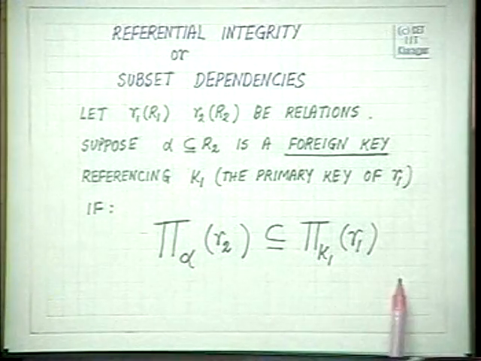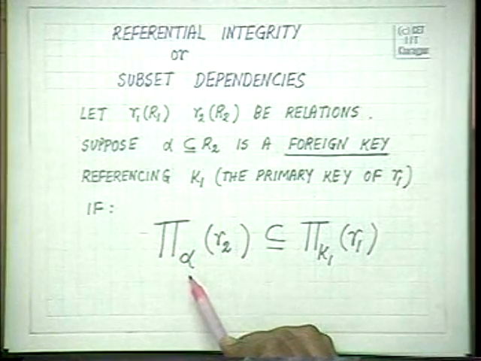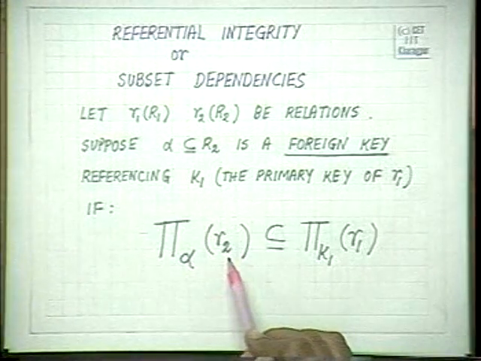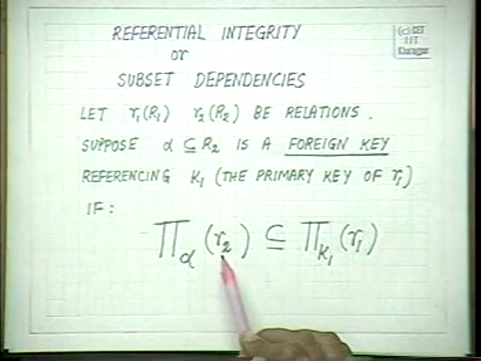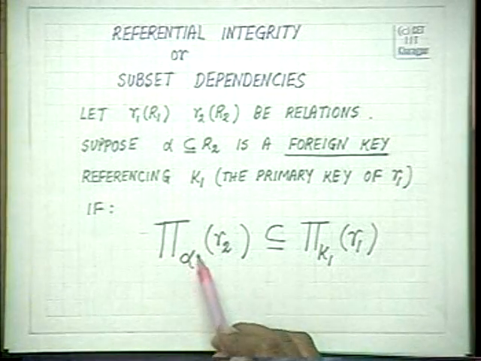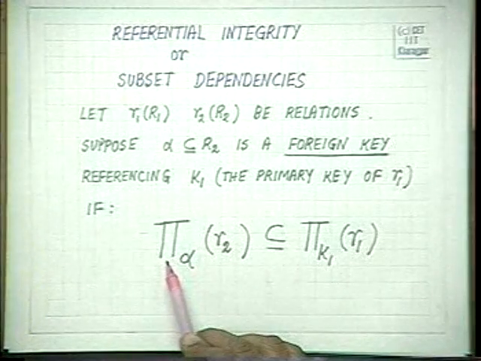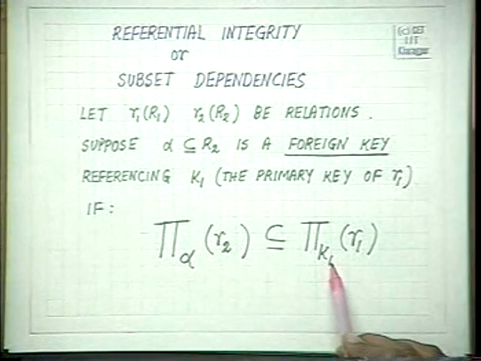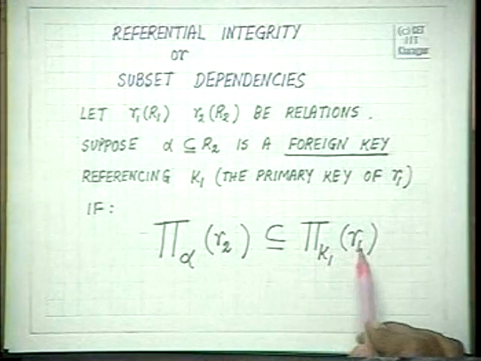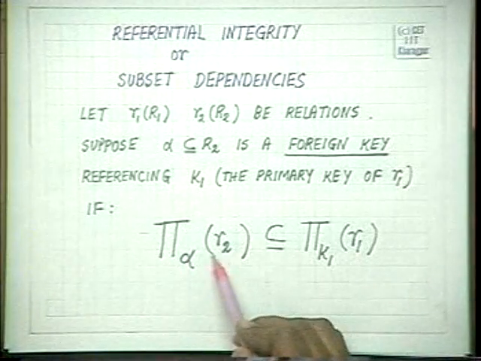Therefore, what does this mean? For all tuples, we do a projection on alpha of R2. So, we get all tuples of R2 having the attribute values corresponding to the attribute alpha. Each of them must exist in R1. Therefore, the projection on the key attribute of R1 must be a superset of the projection of alpha of R2.